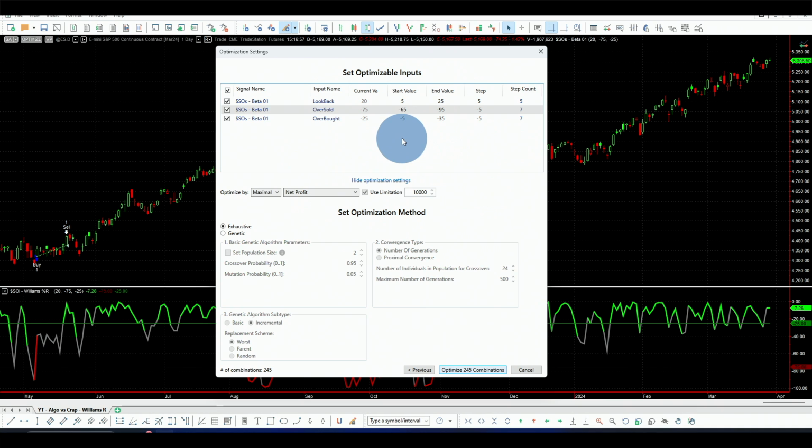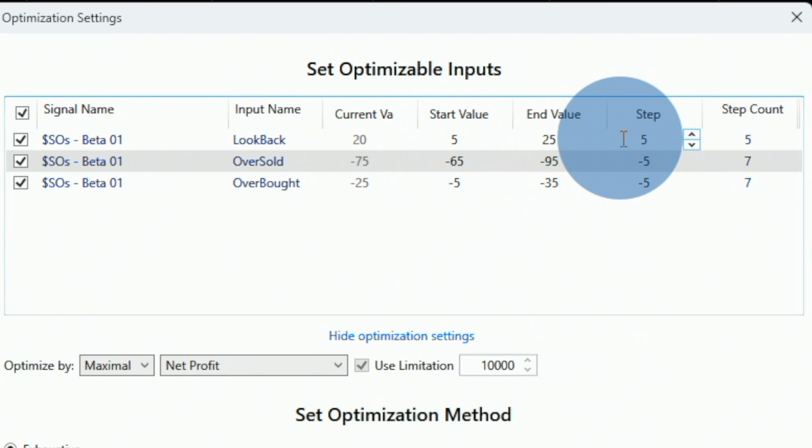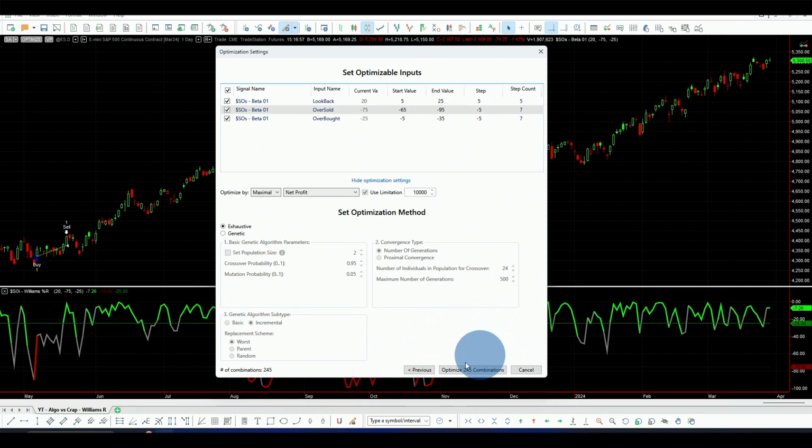Now we are going to optimize the strategy. The look back we will go from 5 to 25, step 5. Then the oversold from minus 65 to minus 95, step minus 5. And overbought from minus 5 to minus 35 with a step of minus 5. So overall, we have 245 combinations.